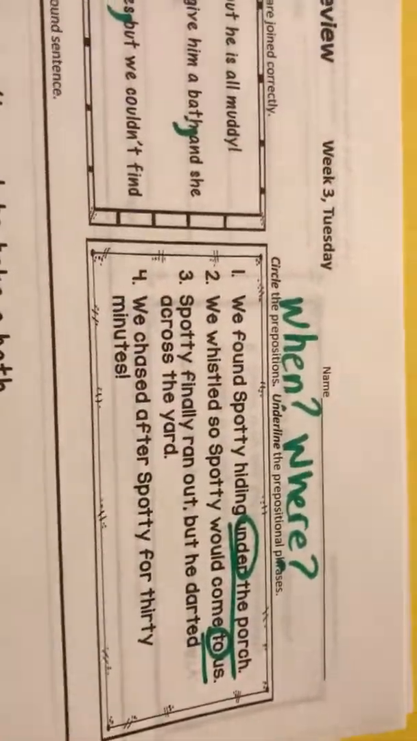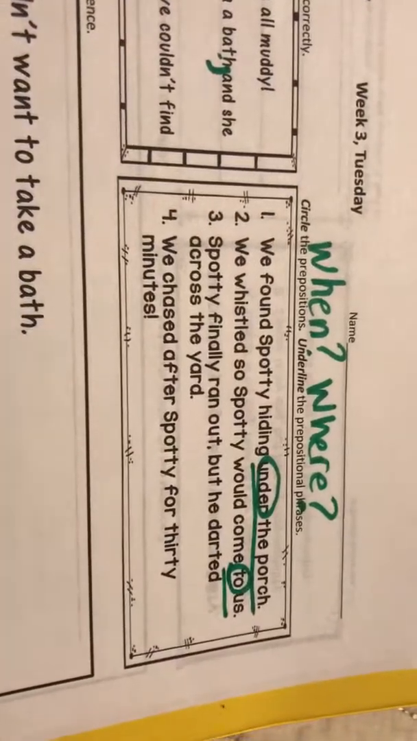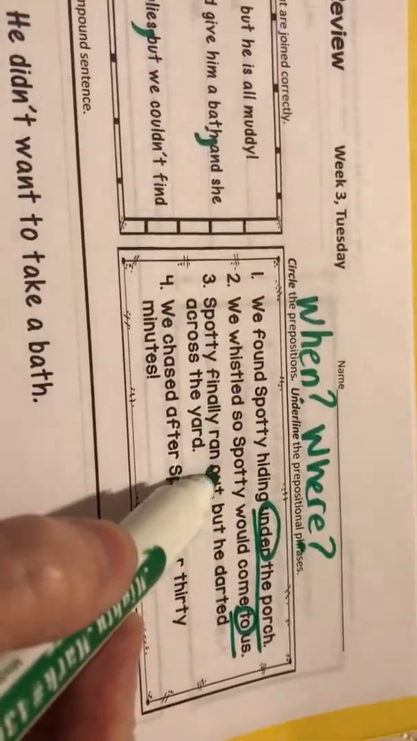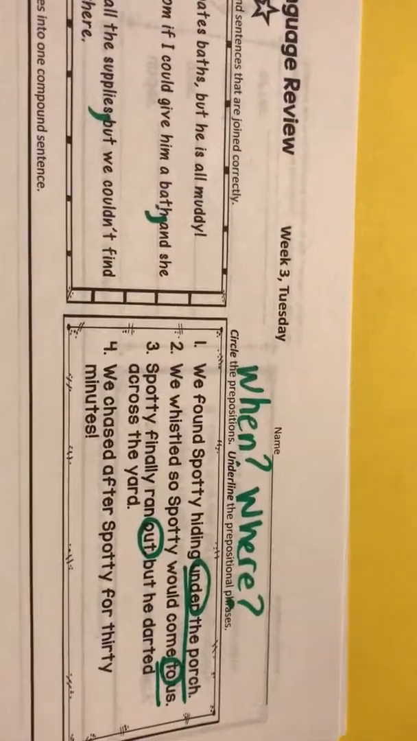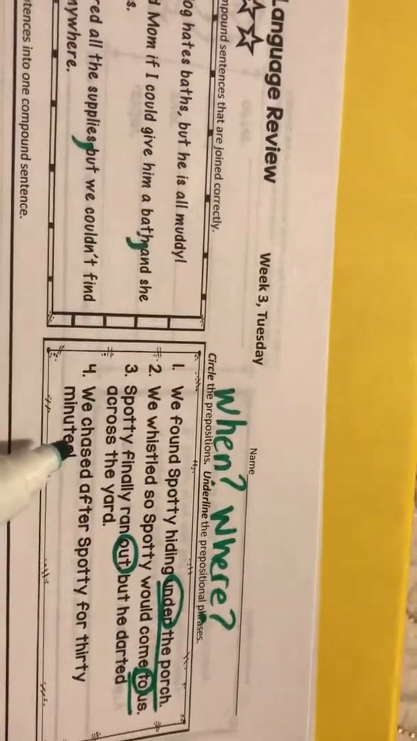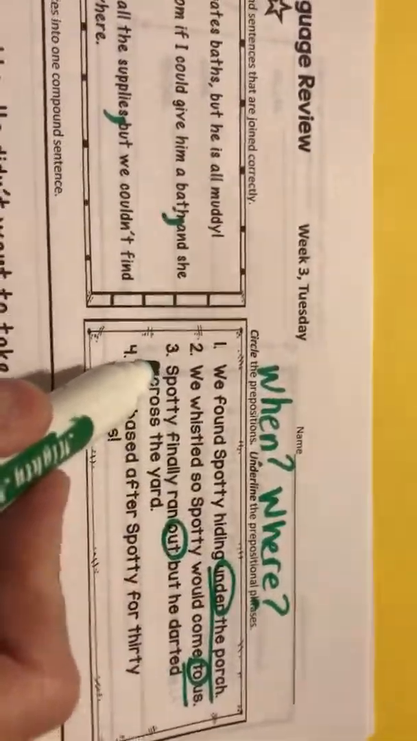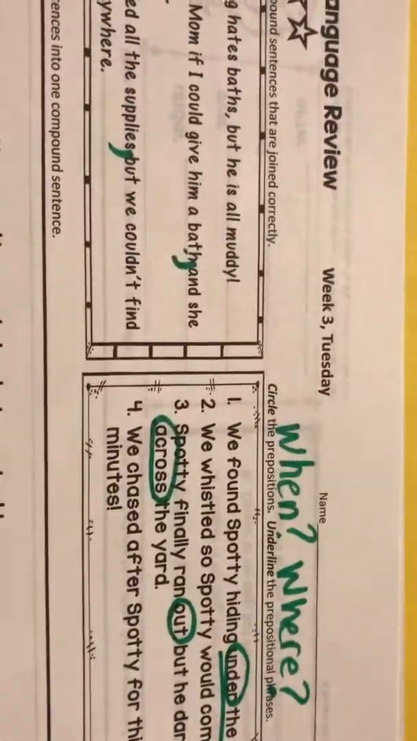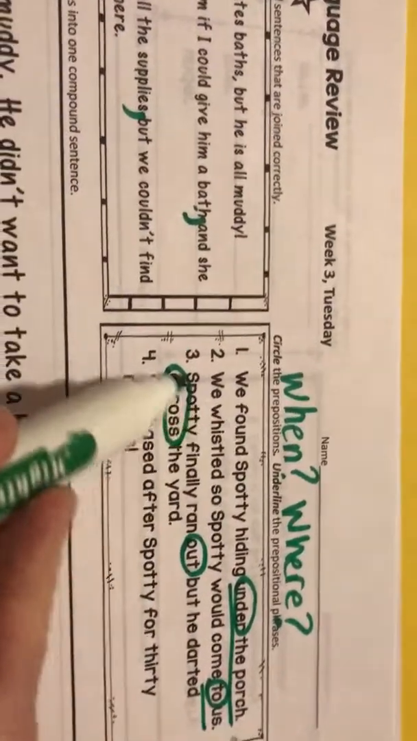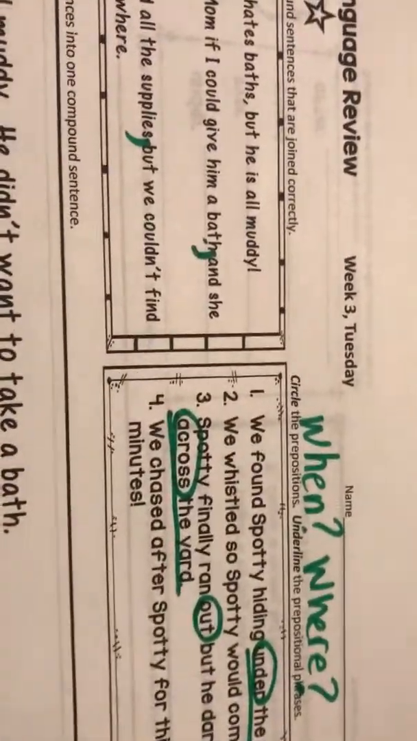Number 3. Spotty finally ran out, but he darted across the yard. There's 2 in here. Spotty finally ran where? Out. So we're going to circle out. There is no phrase. It's just out. So you don't underline anything there. But he darted where? Across the yard. So you're going to circle across. And across the yard is our phrase. So you're going to underline across the yard.